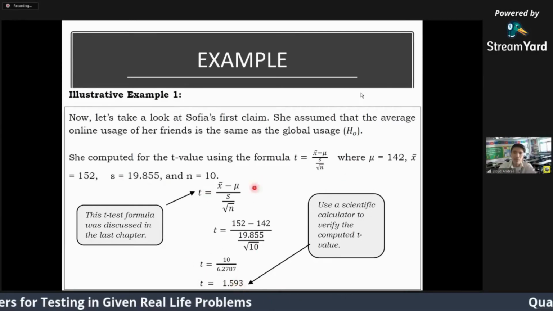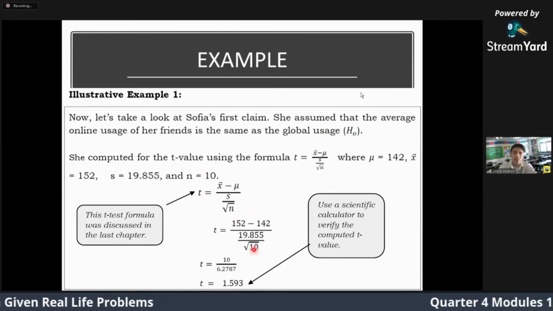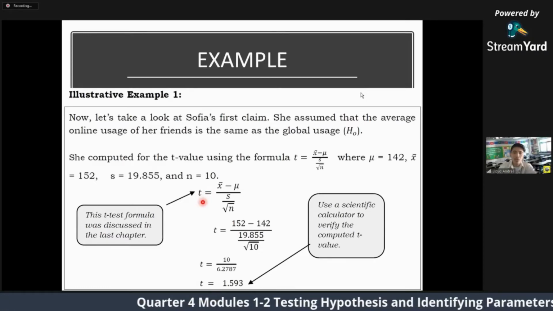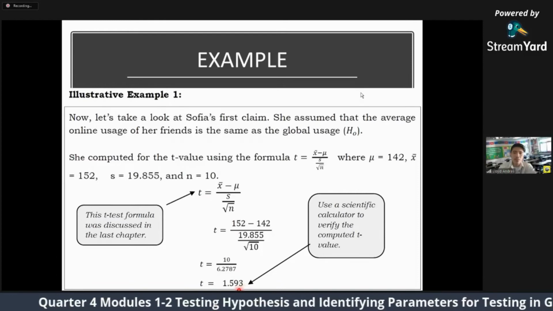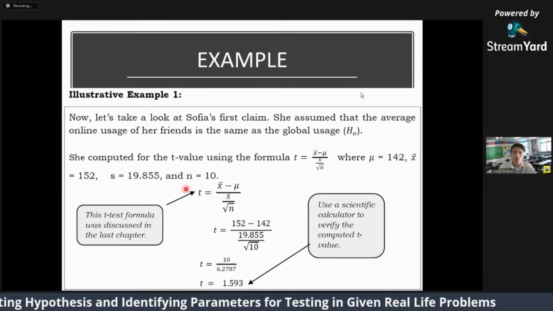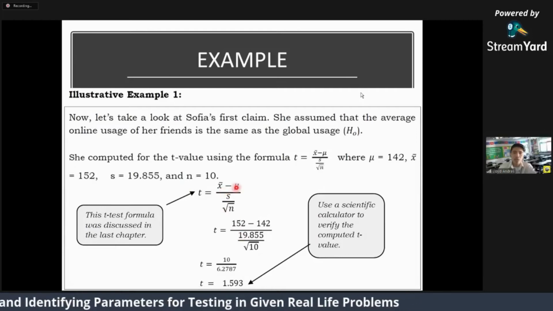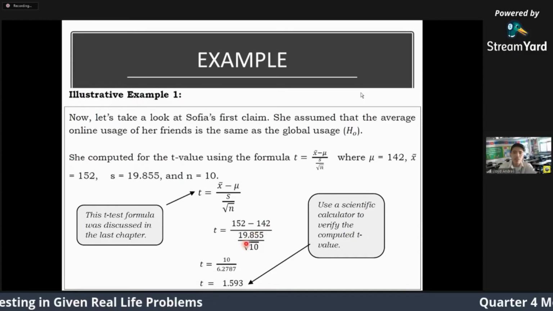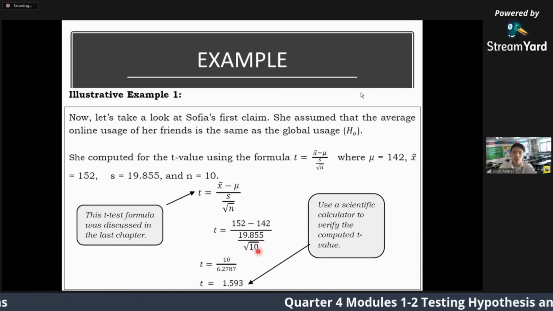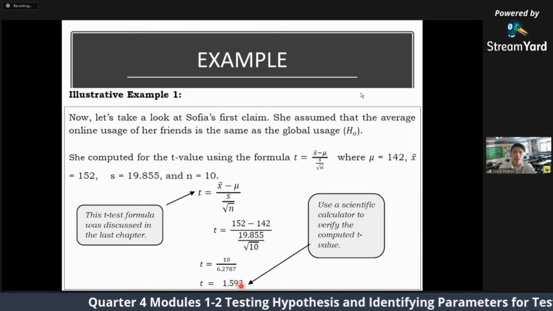Given all this, you already know how to solve. The test statistic, we already discussed that, right? So the t-value we got is 1.593, using the formula: x bar 152 minus the mu of 142 given, divided by the sample standard deviation 19.855 over the square root of the sample size of 10. So it comes up to 1.593.